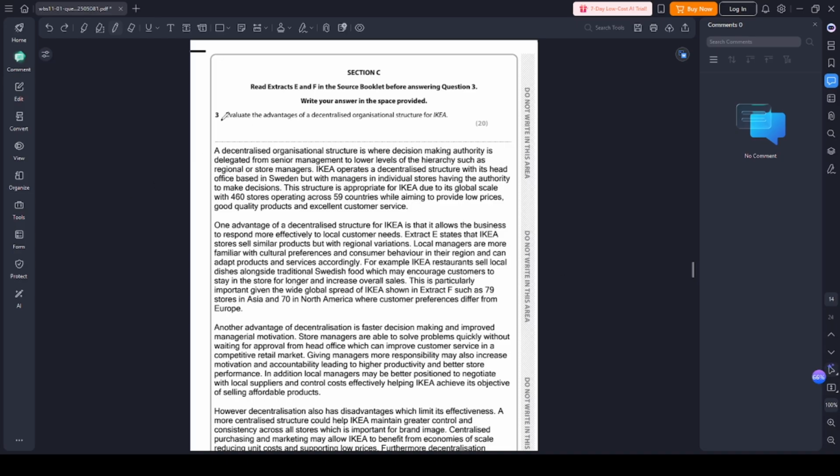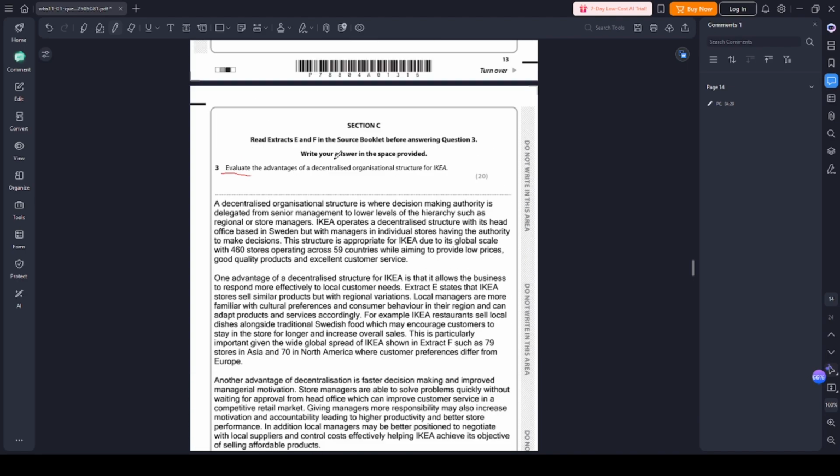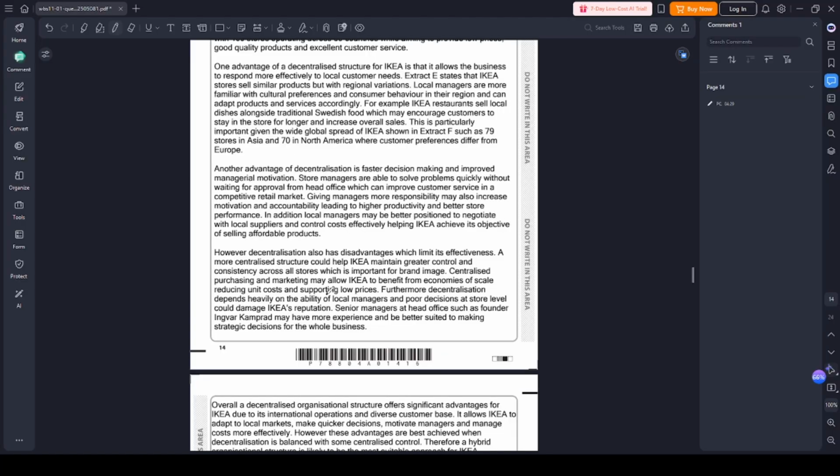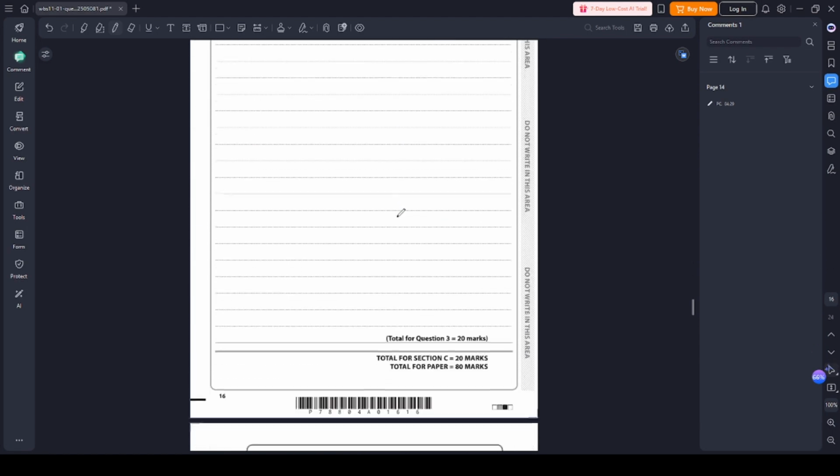which means this is 20 marks. And the question here says evaluate. So, we have to mention both the pros and cons in this answer. So, for the format, it's very simple. We're going to have 5 paragraphs. The first one is the introduction, 2 benefits, 1 counter argument, and 1 conclusion.